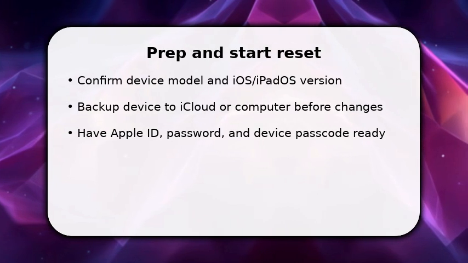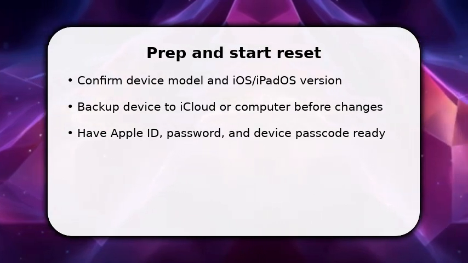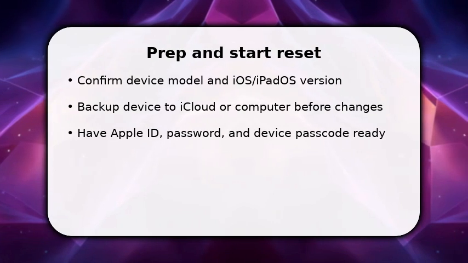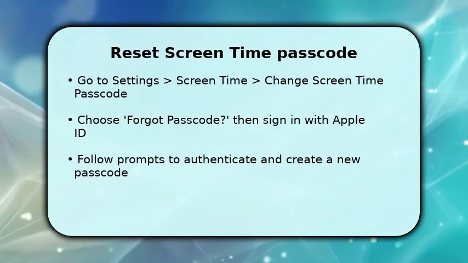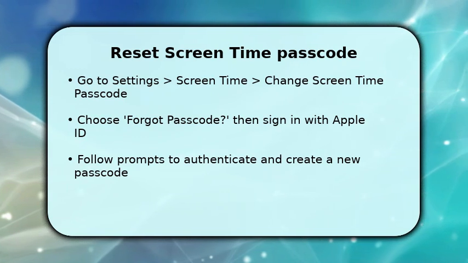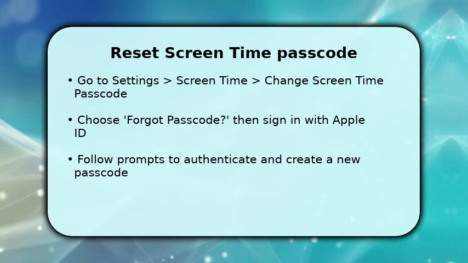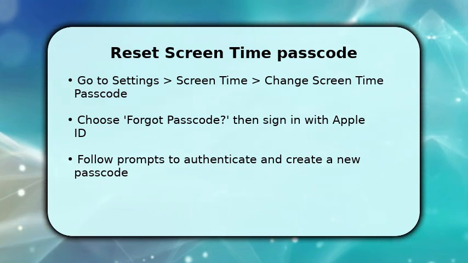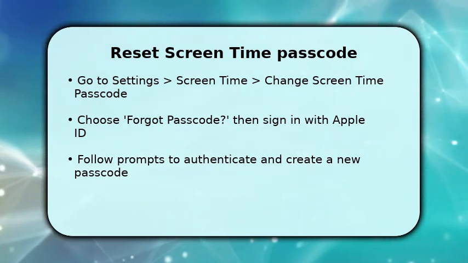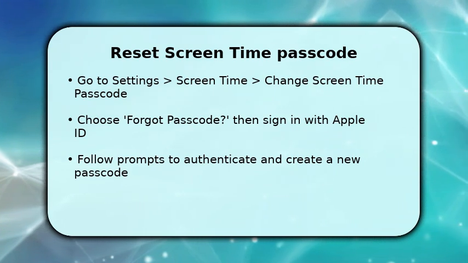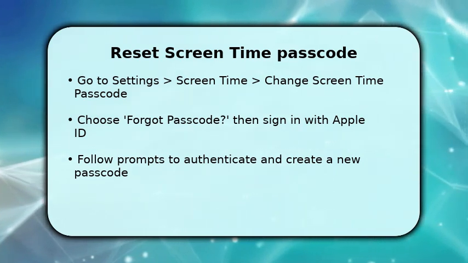Now open Settings and navigate directly to Screen Time to begin the passcode reset flow. You tap Change Screen Time Passcode and then choose Forgot Passcode, because this triggers account authentication. Next, sign in with the Apple ID used to set screen time. This proves ownership and lets the system remove the old passcode. Follow the on-screen prompts to authenticate.